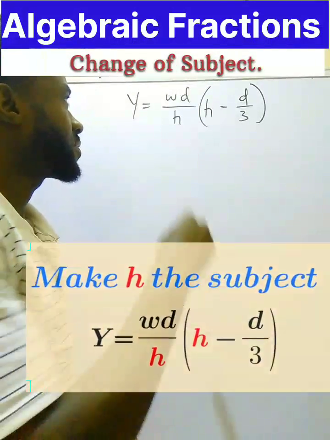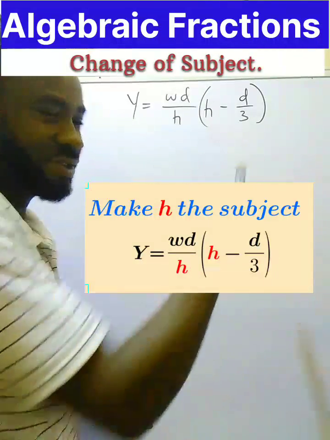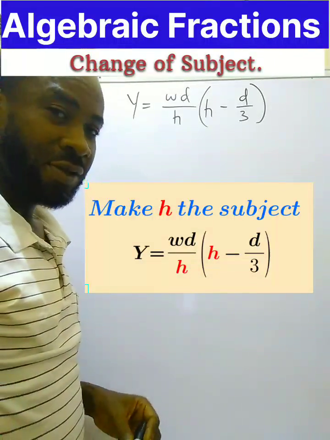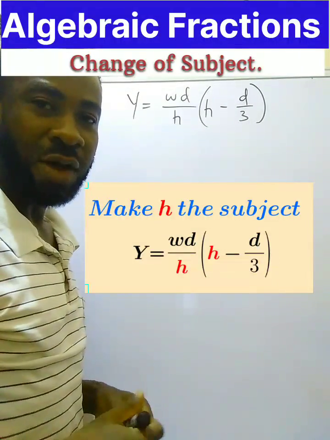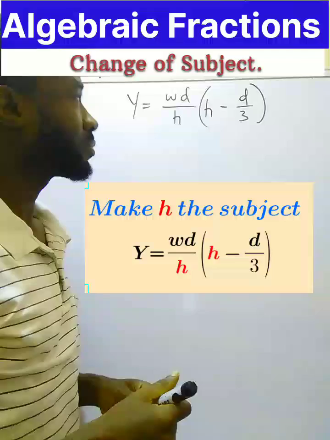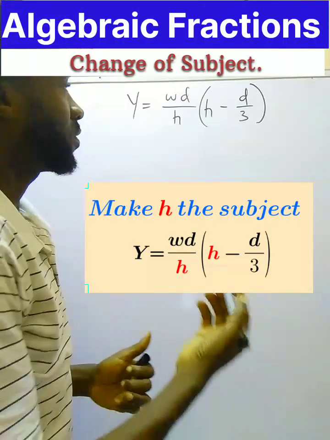That says we should make h the subject of the formula given this. Okay, so if you check, we're having h here and h here. So how do we solve this problem? Now the first thing to do is to cross multiply.